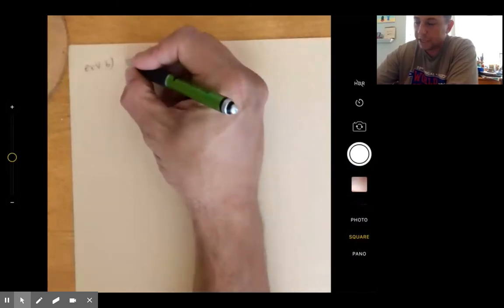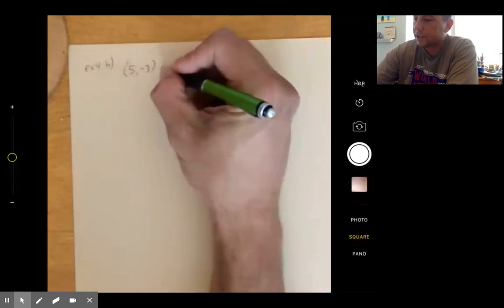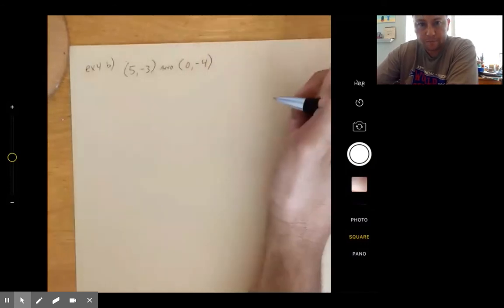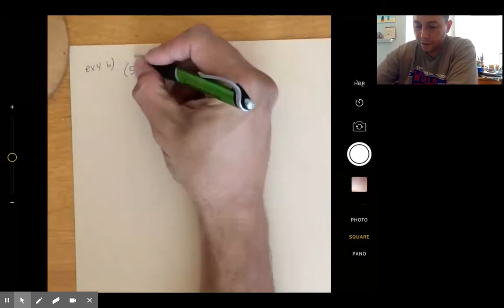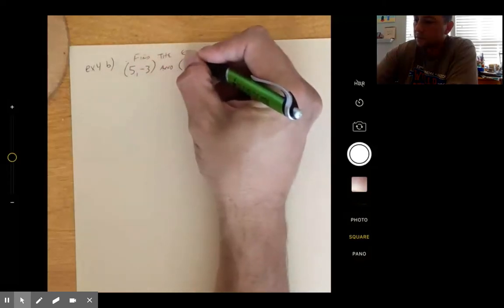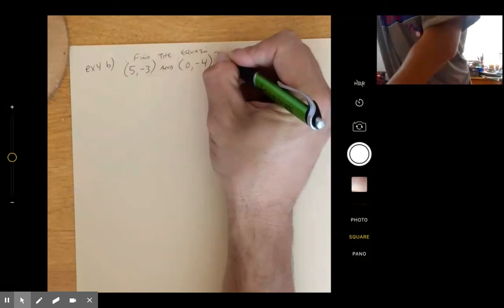It's the same example. I'm going to make up some numbers this time, and I'm going to say that it crosses through (0, -4), and we want to find the equation of the line.